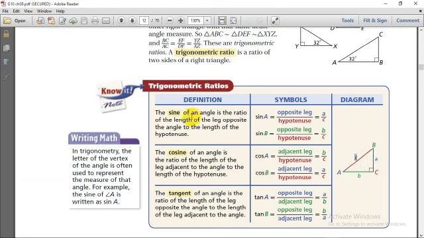Again, the sine is what? Opposite over hypotenuse. Cosine is adjacent over hypotenuse. What about the tangent? Tangent is opposite over adjacent. So if here I'm at A, what's opposite? It's a over b. Opposite over adjacent. Okay?